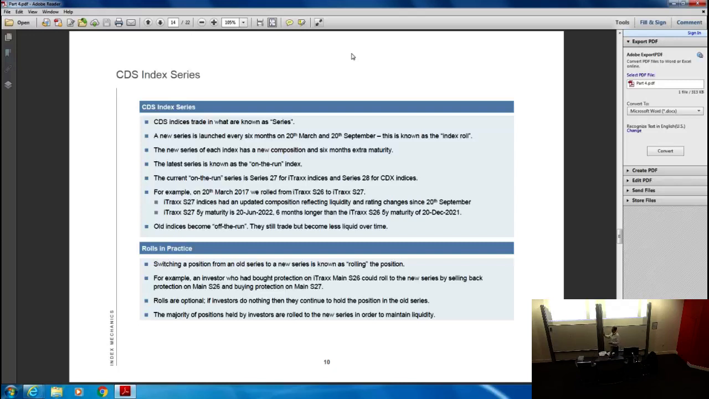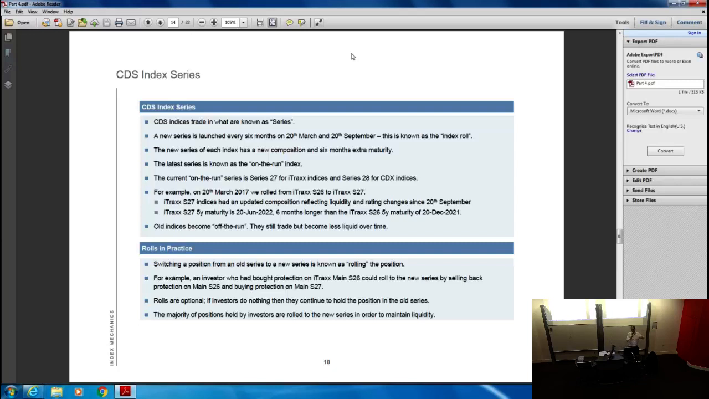So basically every 6 months, we have a new index. You know, S29 at the moment, S30 in September time, and that becomes a new high grade, 5 years, 3 months contract, and that becomes the one that's liquidly traded in the market. The off-the-run indices still trade, but they are not the focus, and everyone tends to focus on the new index.